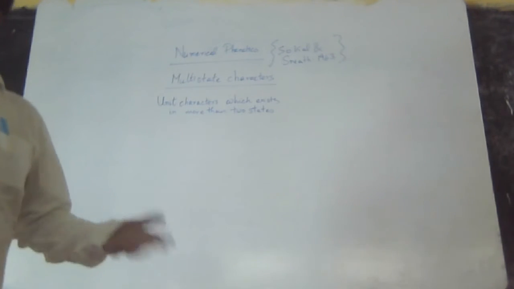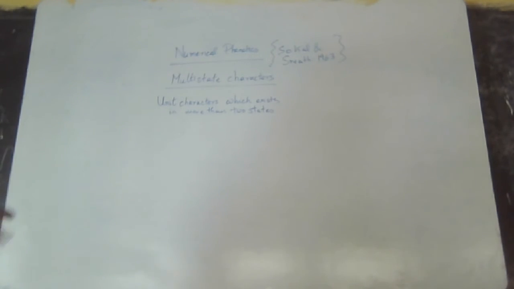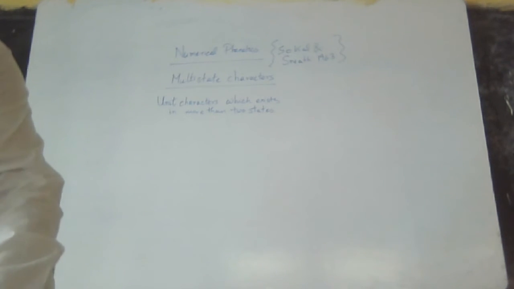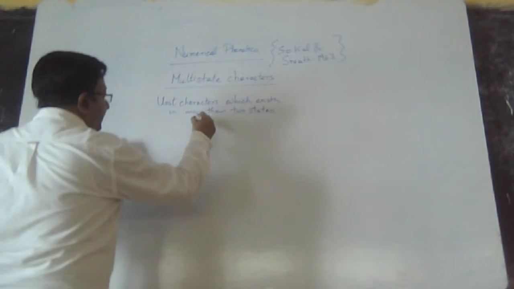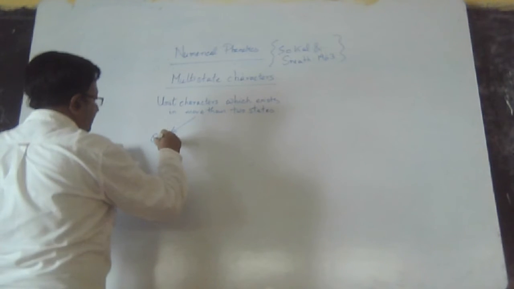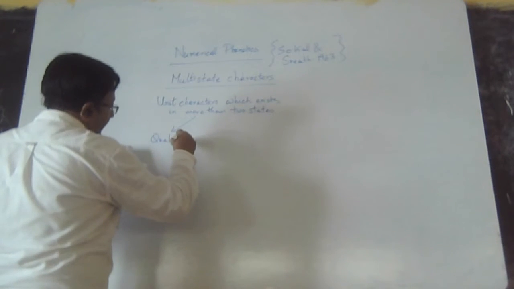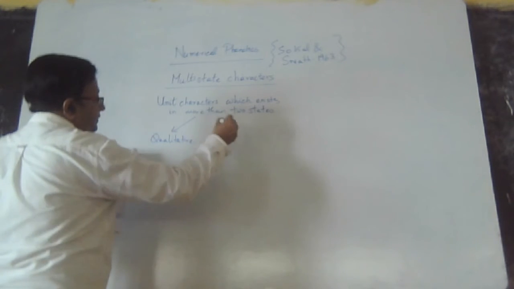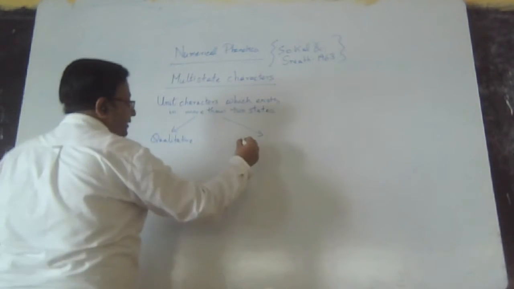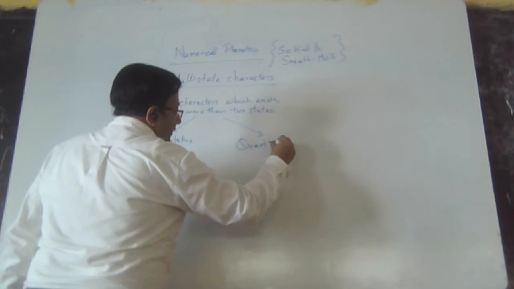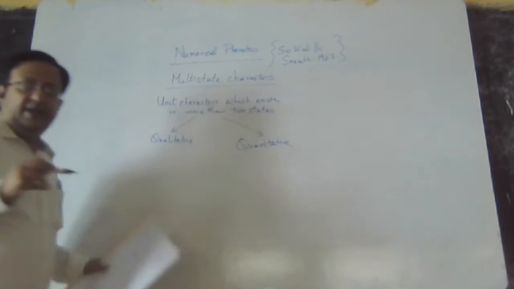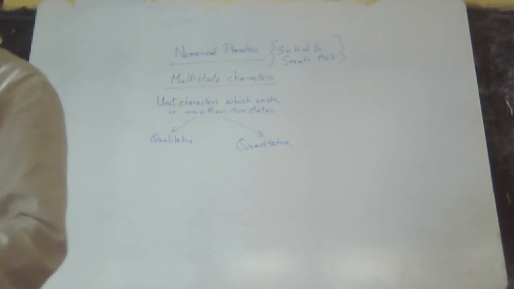Multi-state character. This is the example of your hand. It's a unit character, types of unit character. One is binary character, one is multi-state character. Now we are going to divide multi-state character. You can divide this multi-state character into qualitative and quantitative. You can divide them into qualitative or quantitative.